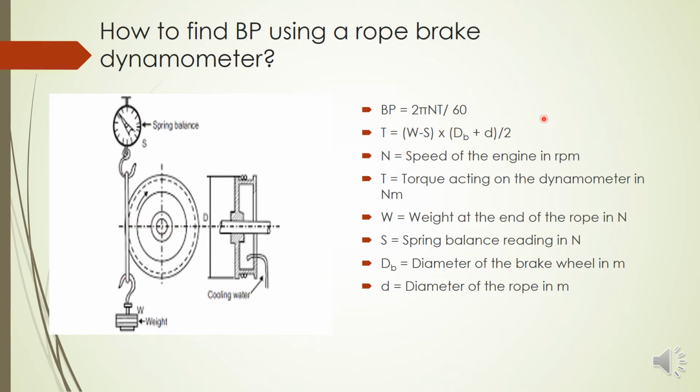So this is the equation used for finding torque: T is equal to (W minus S) into (dB plus d) by 2. This is the effective diameter of the brake drum, and W and S should be in Newton.